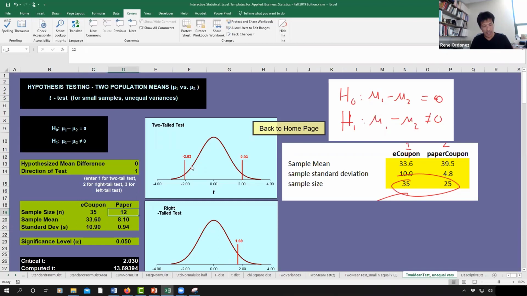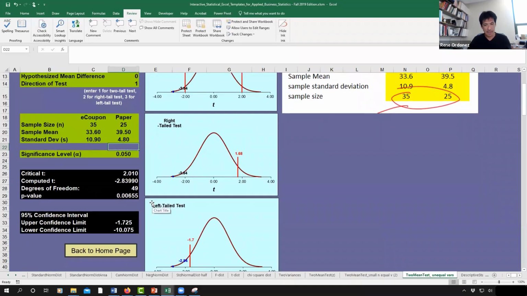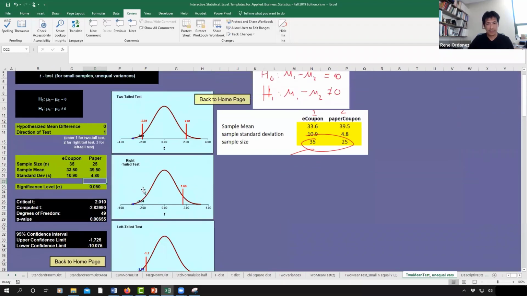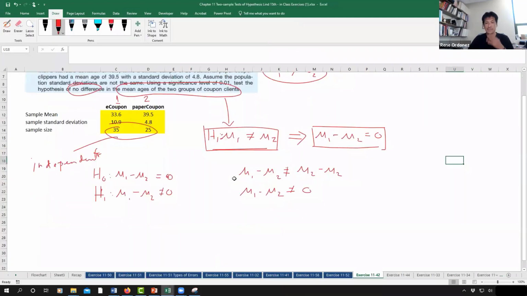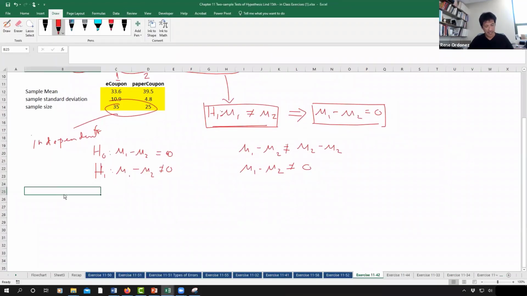The paper coupon, sample size of 25. The sample mean, 39.5. And then the sample standard deviation is 4.8. And then the significance level is 0.01. Okay, so let me paste that here.